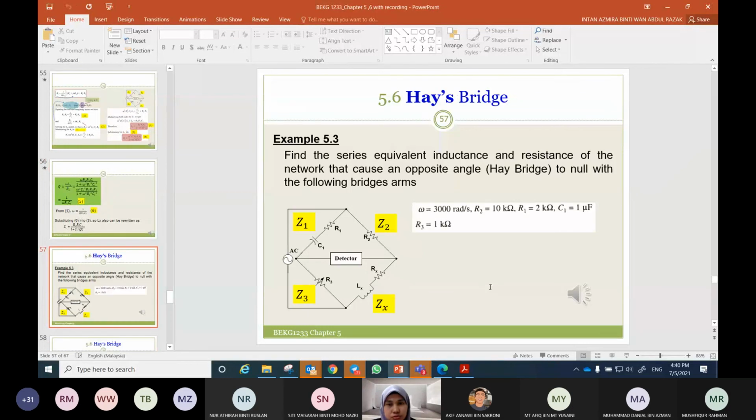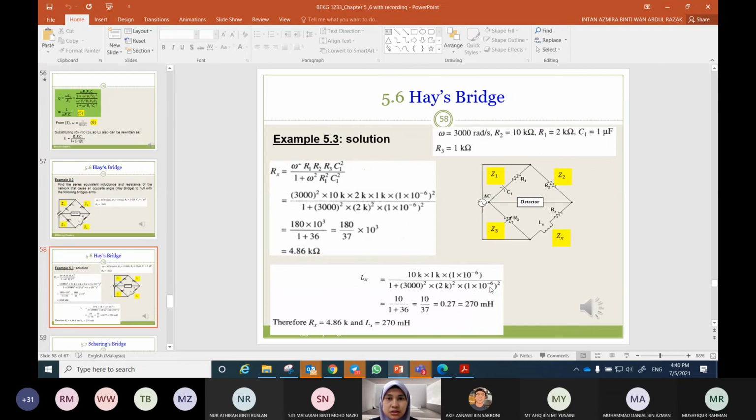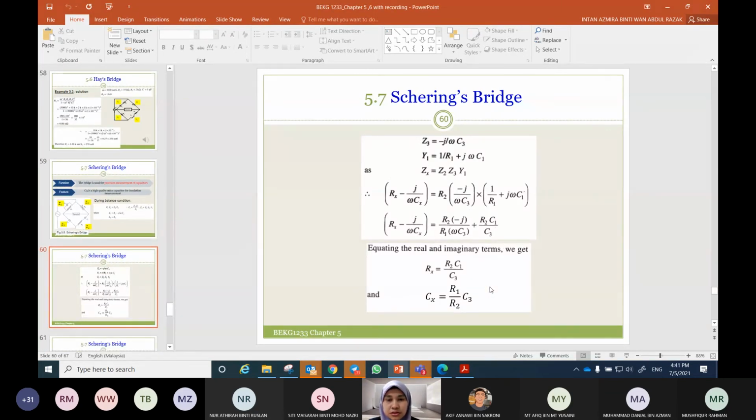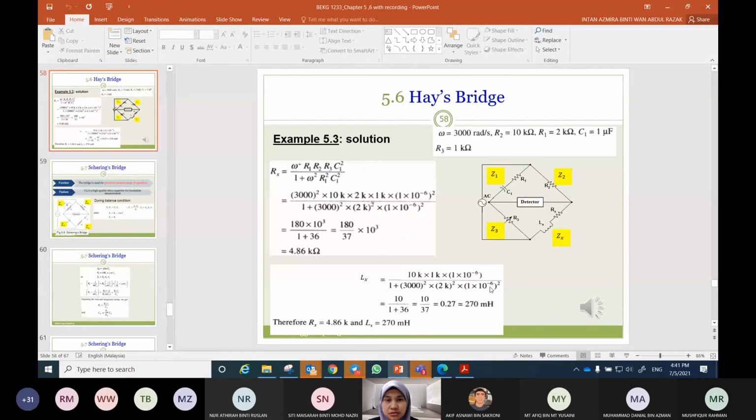So what is important in AC bridge? You should know how to derive the unknown term for that particular circuit. No need to memorize the circuit, but you have to know how to derive the unknown term from the circuit. Later we will learn about Hay bridge, Schering bridge. Schering and Hay bridge use the same concept. We just derive unknown term for that particular circuit.